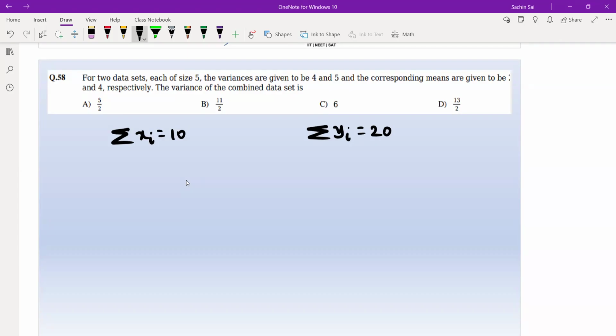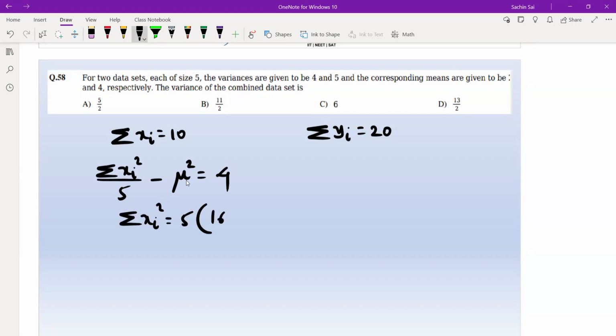To find the variance of the combined data set, we need the sum of the squares of all the observations. Now for the first data set, the variance is 4, and there is a very useful formula for finding the variance, which is the mean of the squares minus the square of the mean. This should give you the variance for the first data set. This is given to be 4. We already know that the mean is 2. So I can say sigma xi square is 5 times 4 plus 4. So this is 80.